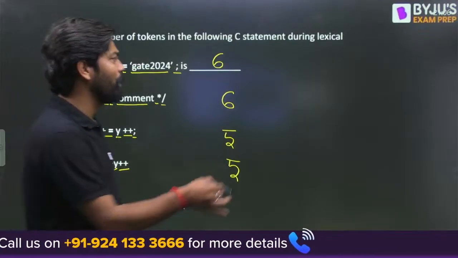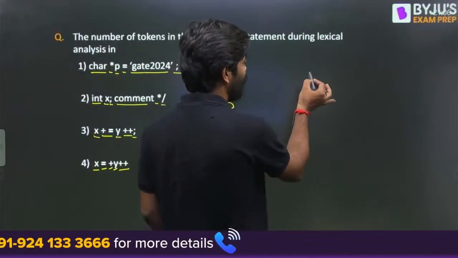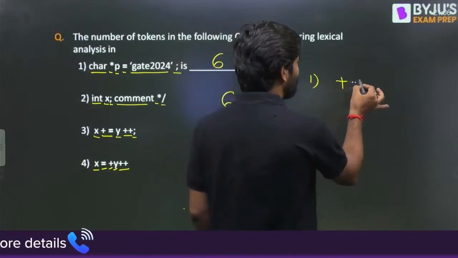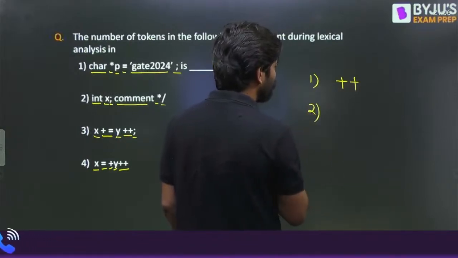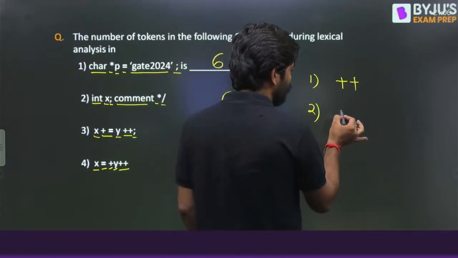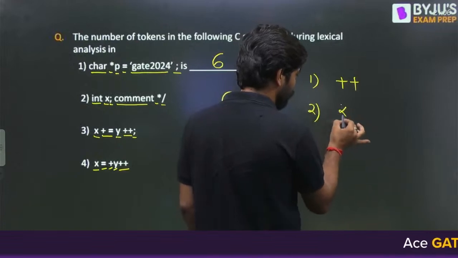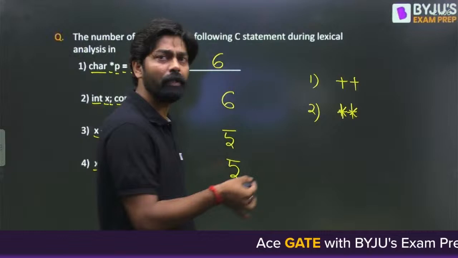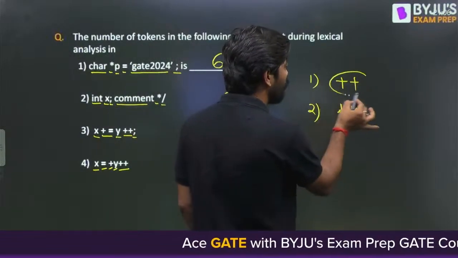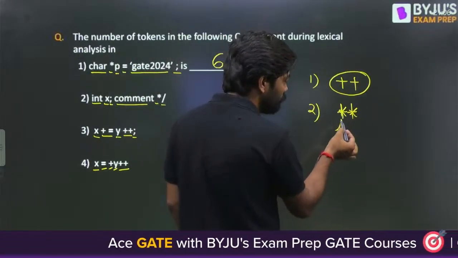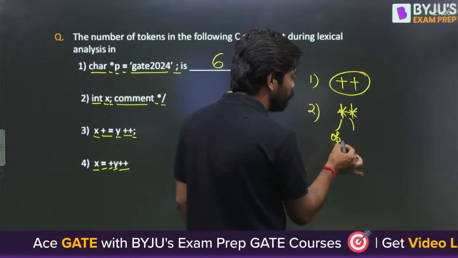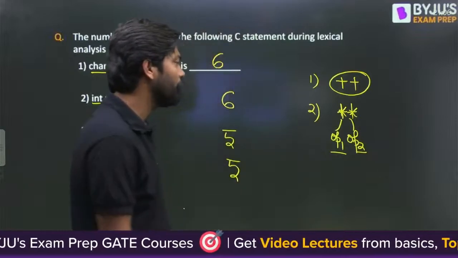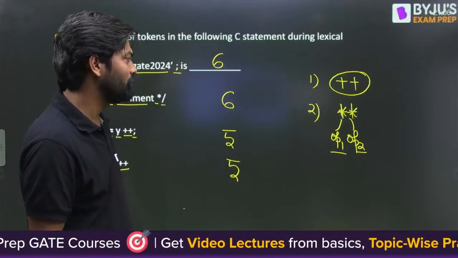Maybe they will ask which of the following have a single token. Let me give you some options. Which of the following have a single token? Like plus plus. Second one, star. Can you please tell me which of the following is a single token? I think everyone knows. The single token is here. This is a single token. This one has 2 tokens, one operator OP1 and another OP2. Here we have 2 tokens, my dear friend.